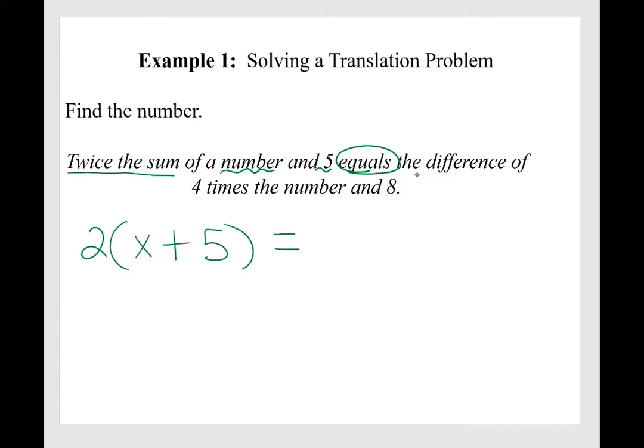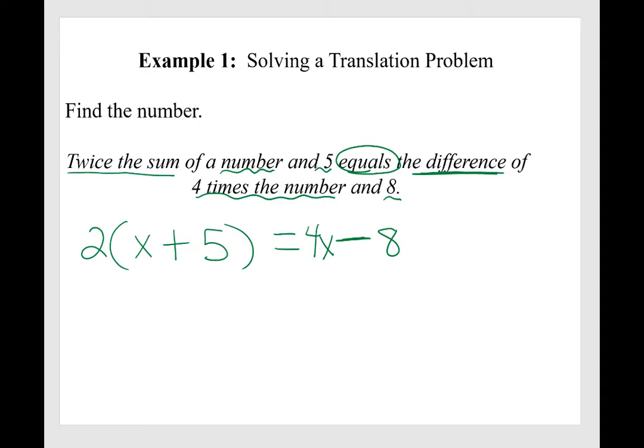Then we're going to go to the right hand side and that says the difference. The difference is a subtraction problem. And what are we subtracting? We are subtracting 4 times the number and 8. So 4 times the number and 8 is what we are subtracting. So that is the equation I'm looking for that matches the words.